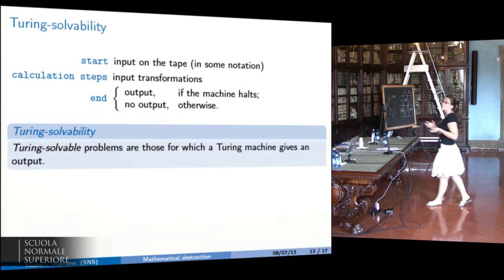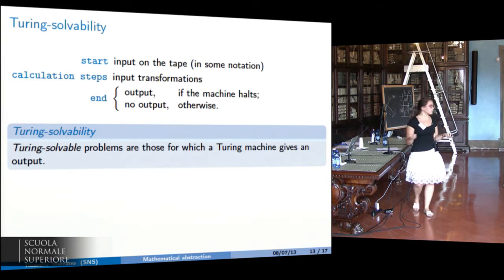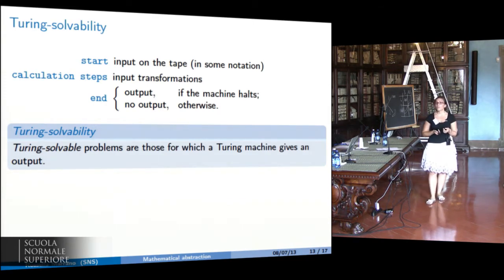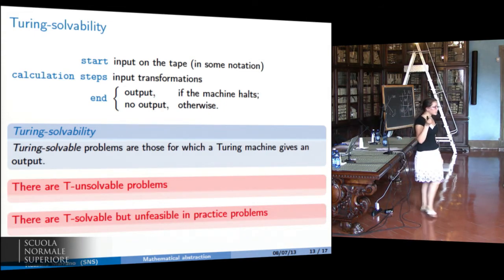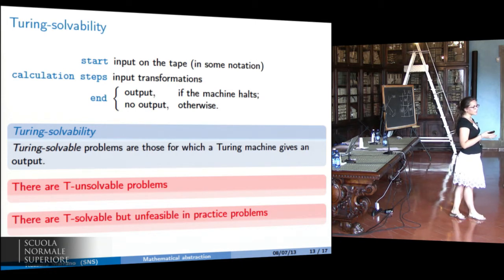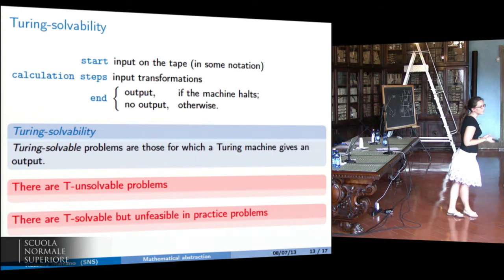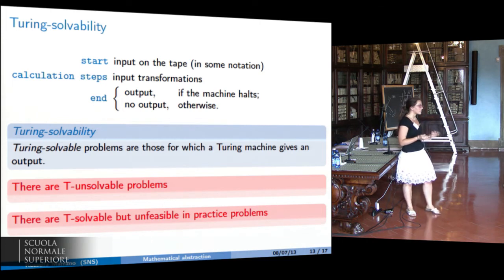And the answer in this framework is: Turing solvable problems are those for which a Turing machine gives an output. And so we have now a formal notion of solvability. A very interesting point is that there are problems that cannot be solved by using a Turing machine, but moreover, there are problems that can be solved, but they cannot be solved in practice, because the Turing machine is an ideal object, to the extent that we have assumed that we have no limitations of resources. And so there might be a solvable problem that cannot be done in practice.